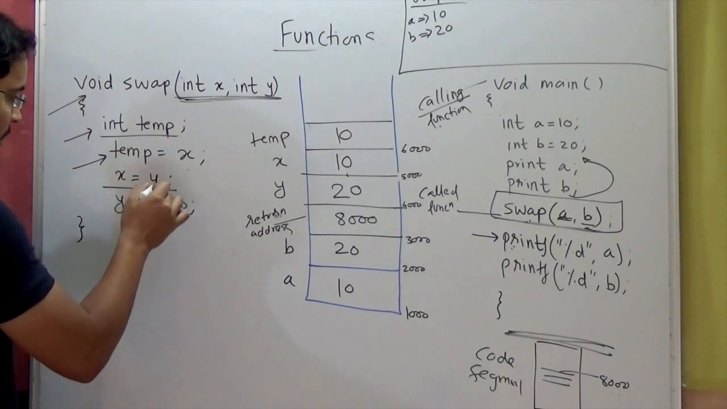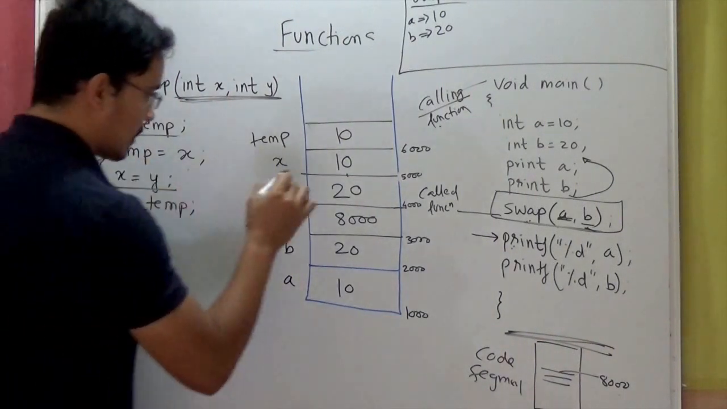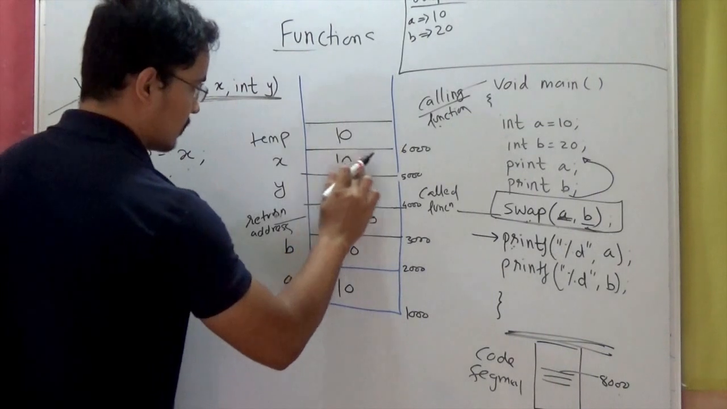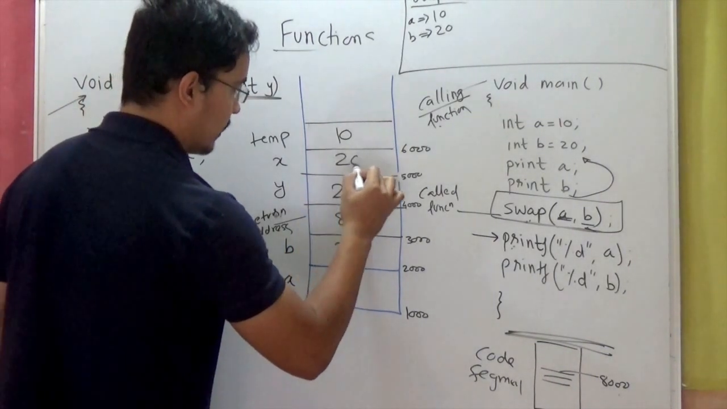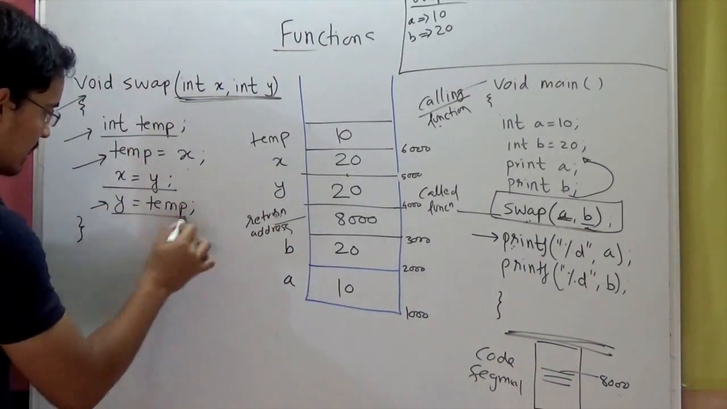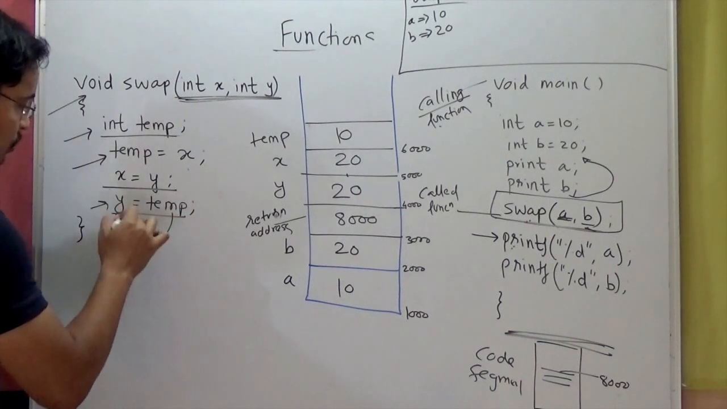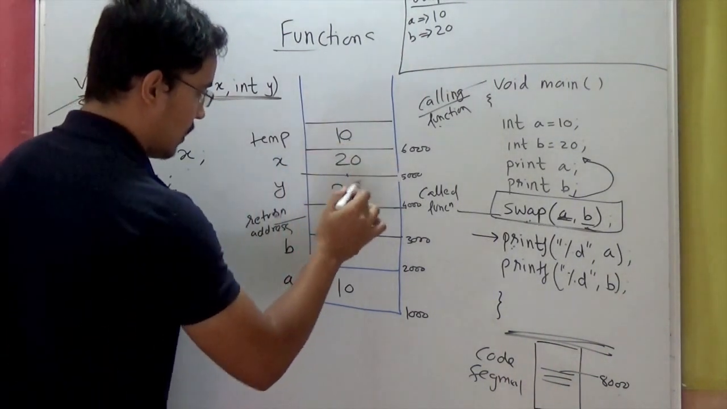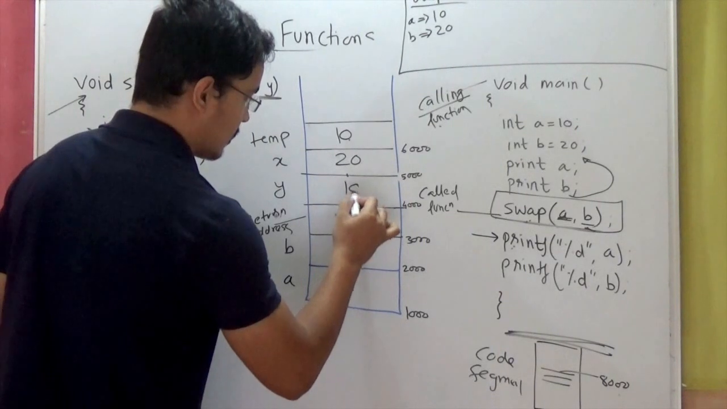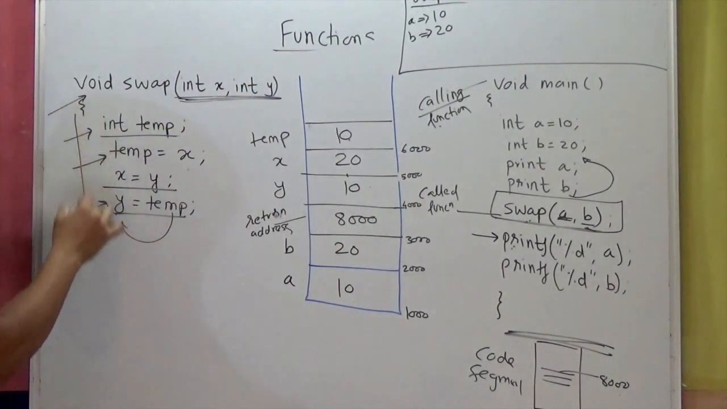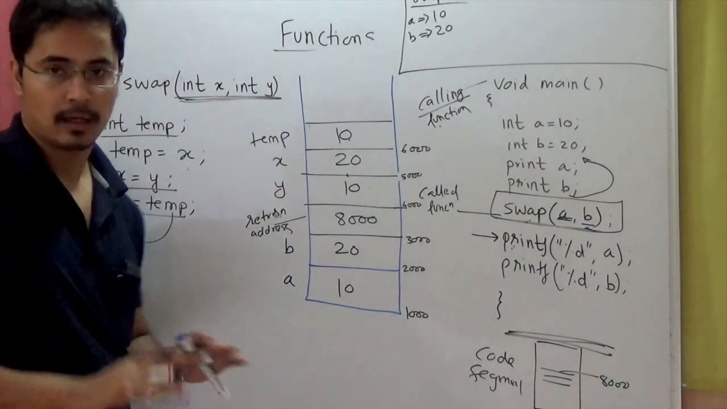Y, x equal to y. So y is assigned to x. Y value is assigned to x. So x becomes 20. Y equal to temp. So temp is assigned to y. Temp value is 10, assigned to y. So y becomes 10. All the statements in the swap function are done.